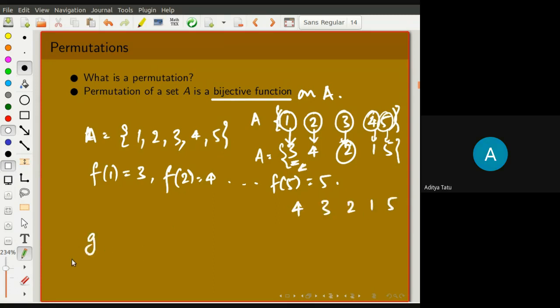Take another function g. g maps 1 to 4. Yes, I see it now. So that's why I was emphasizing this question: what is a permutation? It maps from one place to another place, one position to another position. Yes, now it is clear to me. Thank you, sir.